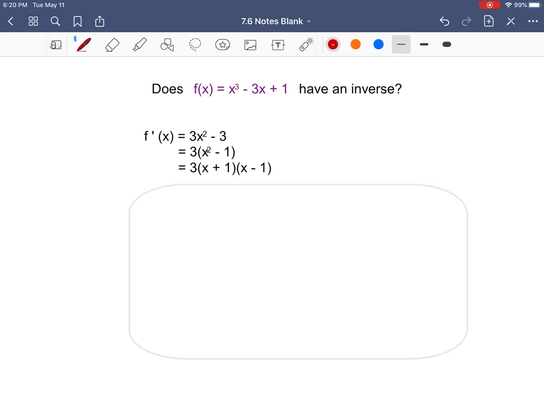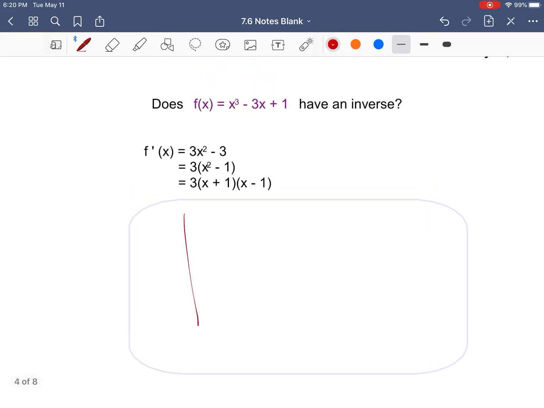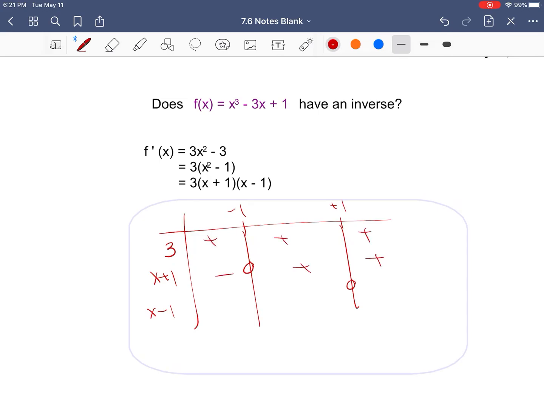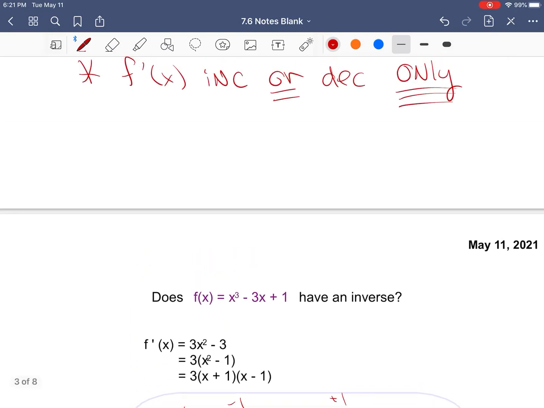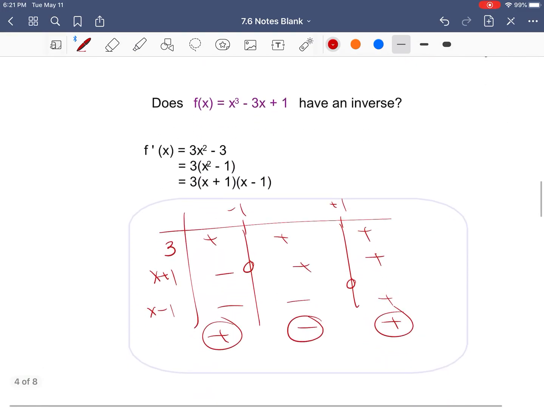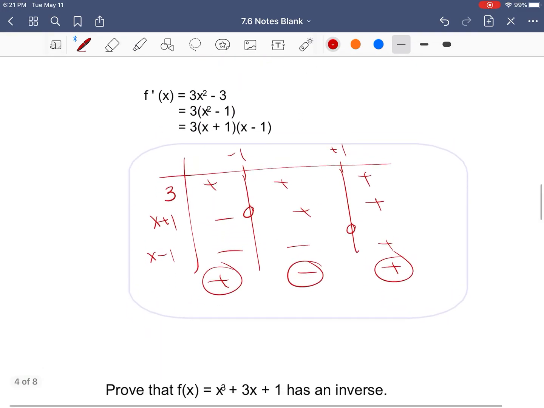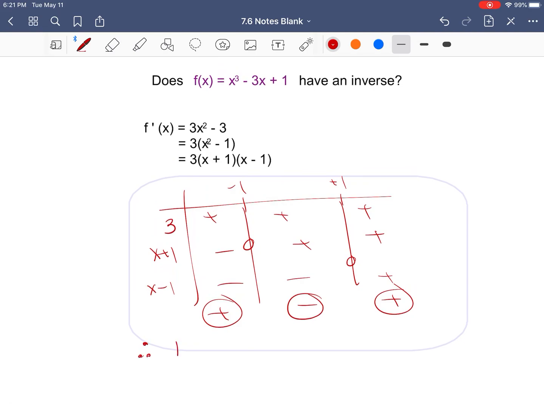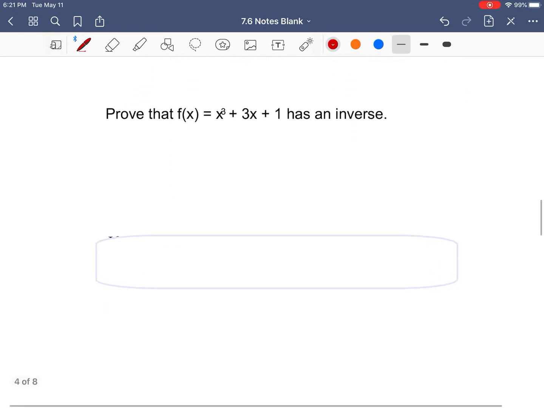So does f of x equal x cubed plus blah, blah, blah have an inverse? Well, first we're going to want to check. We could graph it, but that's lame. We've already taken the derivative. So we're going to do a sign analysis on the derivative. So we've got -1 and +1. This one switches here. This one switches here. 3 is positive the whole time. So this is positive, this is negative, this is positive. Well, based off of the previous information you just learned, the derivative isn't increasing or decreasing the whole time. So we would say, therefore, no inverse.